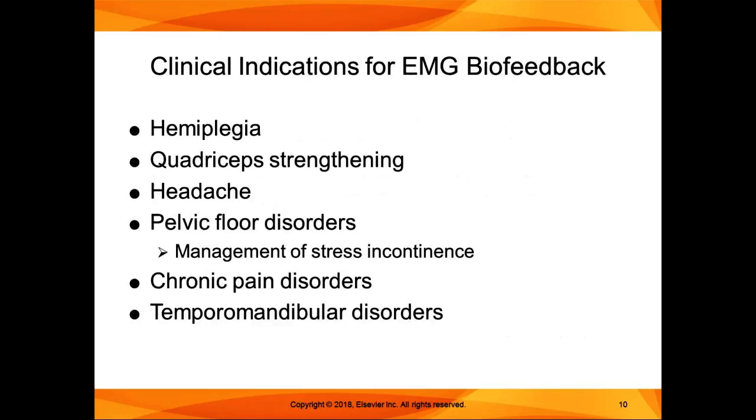So the indications for EMG biofeedback: the indications for any biofeedback are just about anything you can think of where some sort of feedback would provide better performance. But for EMG biofeedback, hemiplegia, whether it's from a stroke or from CP, and quadriceps strengthening after knee surgery or knee injury is a really common use for EMG biofeedback. Headache, and in that case you're usually trying to do some muscle inhibition to relax muscle tension headaches. Pelvic floor disorders, including management of stress incontinence.